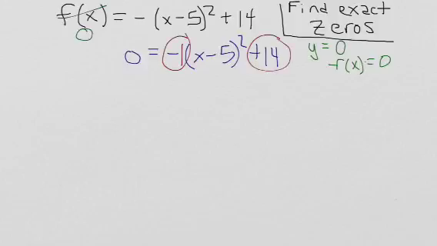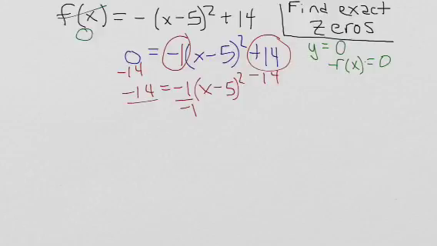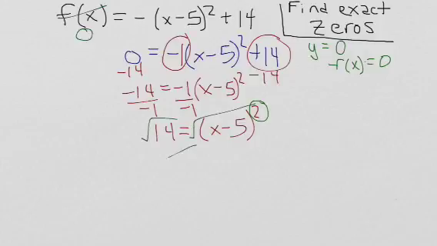So first, let's get rid of the 14. So we're going to minus 14. So negative 14 equals negative 1 times x minus 5 squared. Now I need to get rid of the negative 1 by dividing by negative 1. So I'm going to be left with 14 equals x minus 5 squared. Our next step is to get rid of the square. So we want to square root. By square rooting, we're going to get a negative and positive answer. Now 14 doesn't come out perfect. In this situation, we want exact zeros.